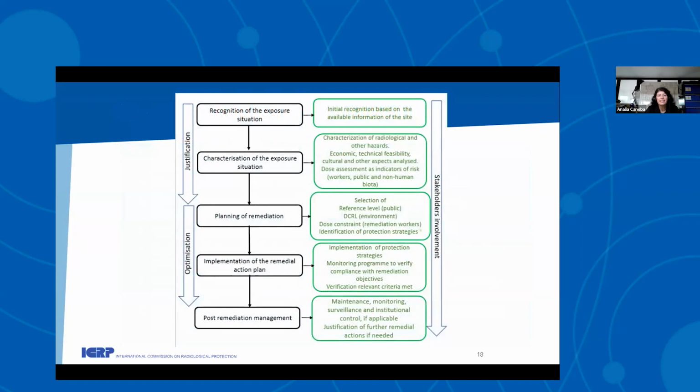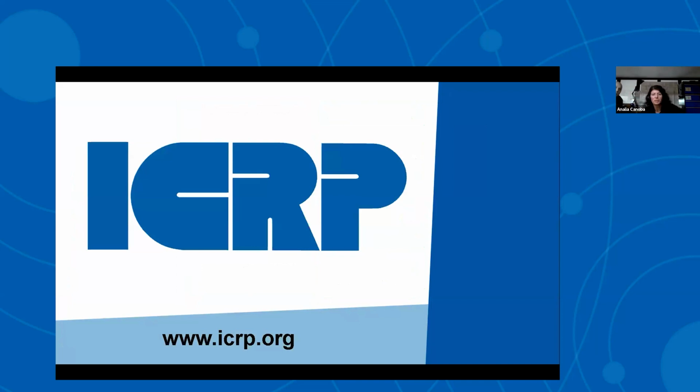Finally, you will find in the draft this figure that tries to summarize what I tried to explain very quickly. You have the 5 steps, how the justification and optimization is related with the different steps, and some more important information that is more linked with each step. And you can see something important is that the stakeholders' involvement is fully linked with all the process and with all the steps. So with that, I'm just finishing. I will try to stop share.